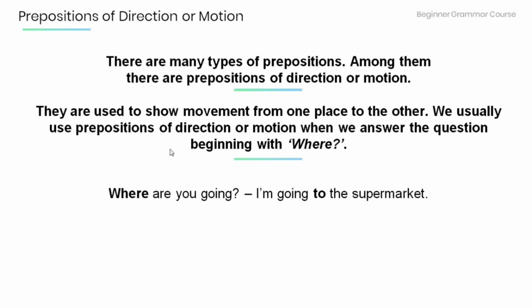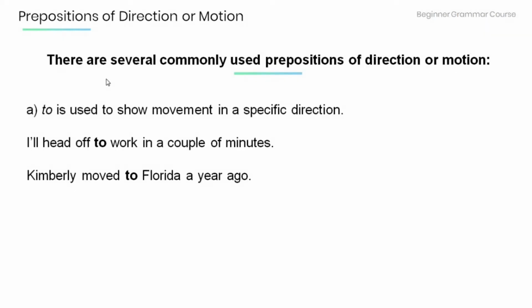Have a look at the example below. Where are you going? I'm going to the supermarket. Note that the preposition of direction or motion to tells us where we're going: the supermarket. Now, there are several commonly used prepositions of direction or motion.